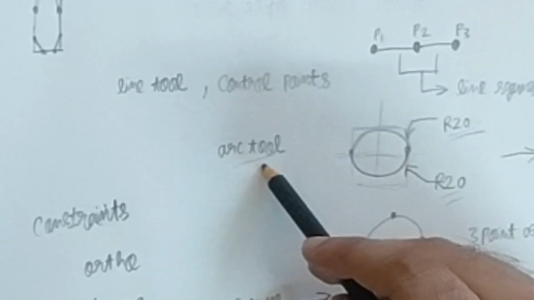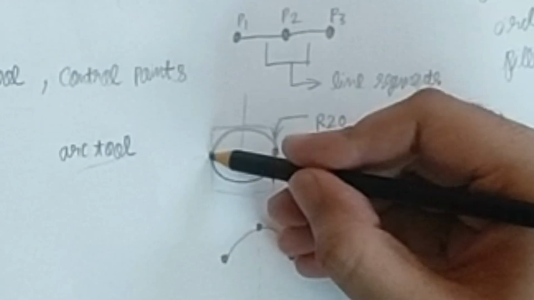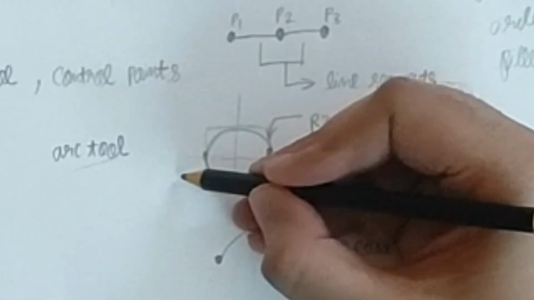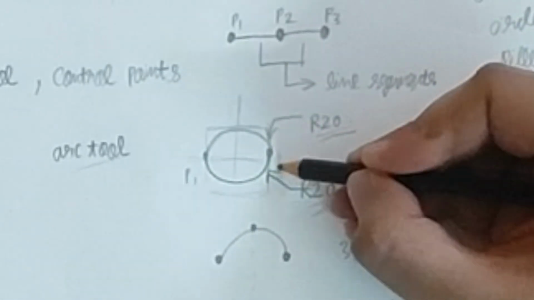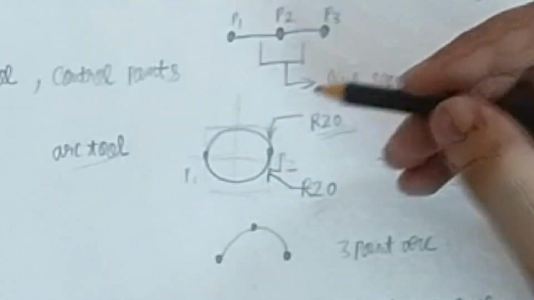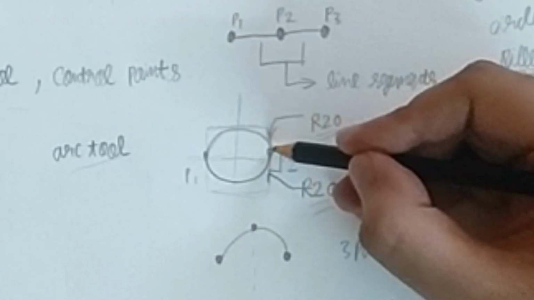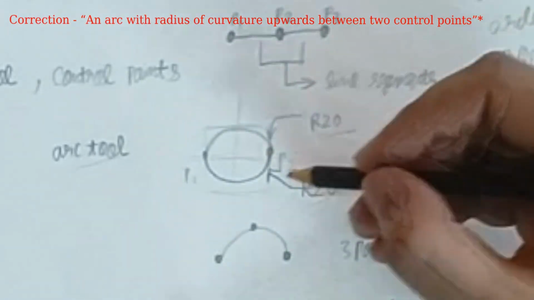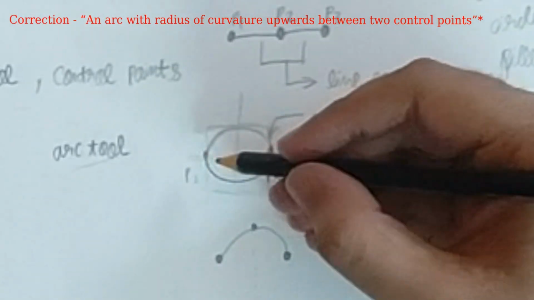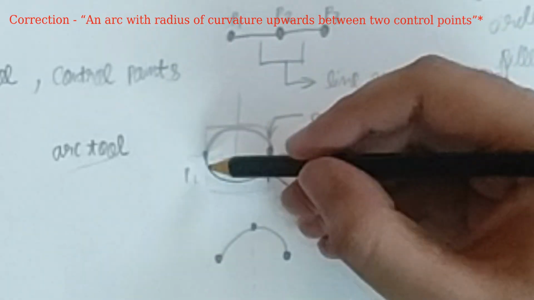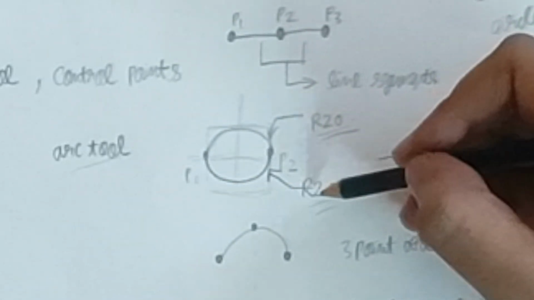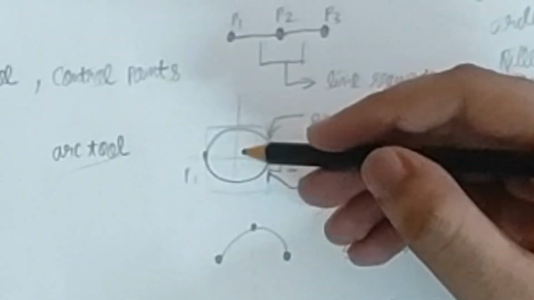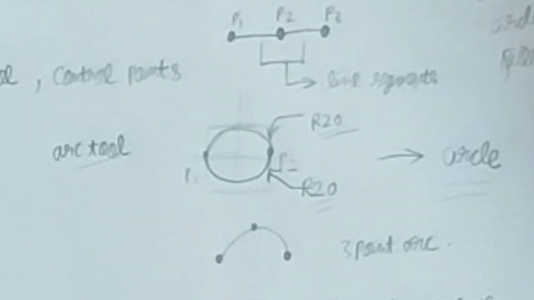Now when we talk about the arc tool, we have two control points, point 1 and point 2, and between these two points there is a radius of curvature upwards, of radius 20, and it is basically our arc. If we make it below, of the same radius of curvature, between these two control points, it will form a circle.